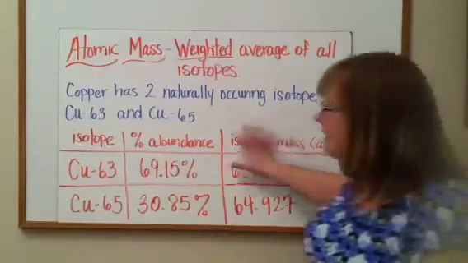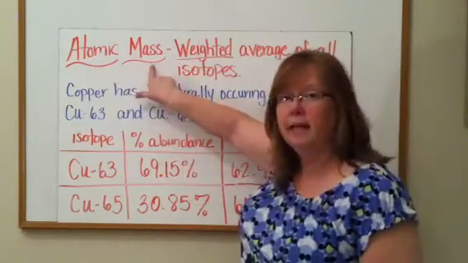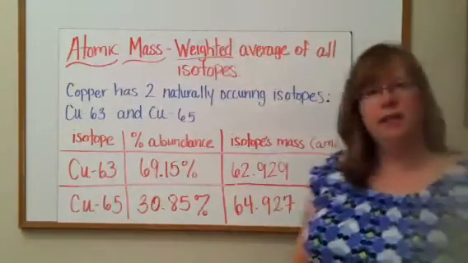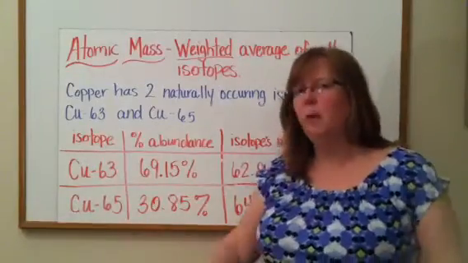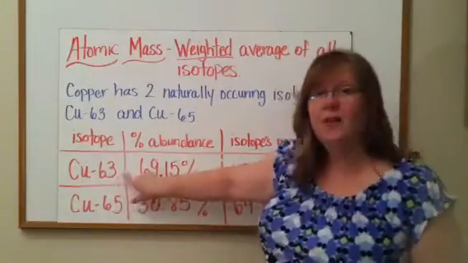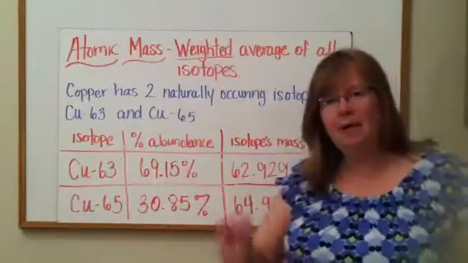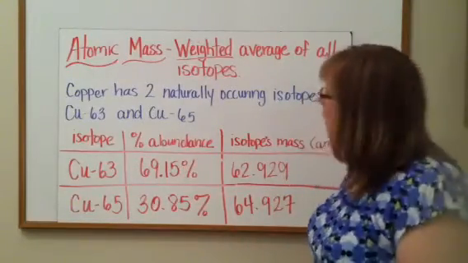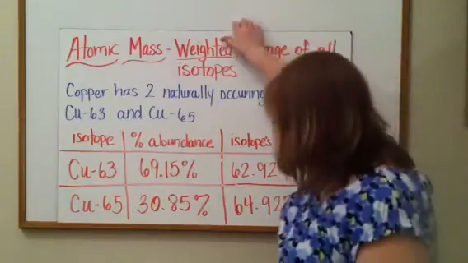With all of this information, we're going to calculate the atomic mass, the weighted average of all the isotopes. You know, this copper is going to count a little more. The copper 63, there's more of it, it's going to count more. So let's see how we do that in a calculation. All right, with this data, we are going to calculate the atomic mass of copper. So here we go.